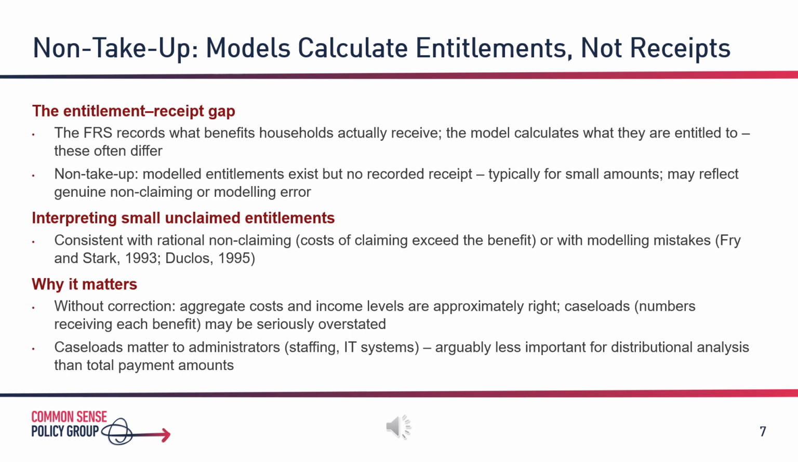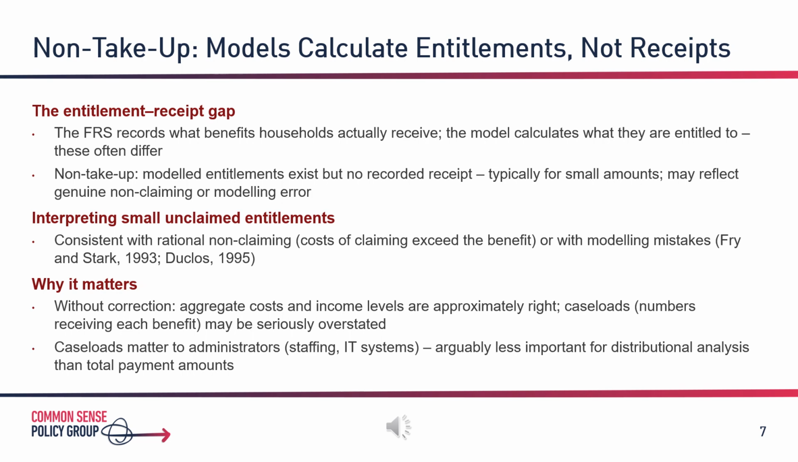The rational explanation: if you are entitled to a very small benefit, but the process of claiming it is time-consuming, documentation-heavy, or stigmatizing, the rational decision is not to claim. The cost of claiming exceeds the expected benefit. The modeling error explanation: if the model incorrectly calculates small entitlements for households that are not actually eligible, the apparent non-take-up is just the model getting the rules wrong.